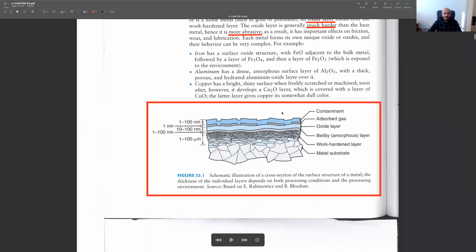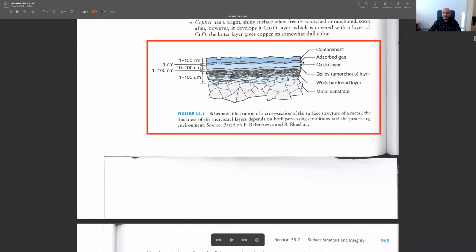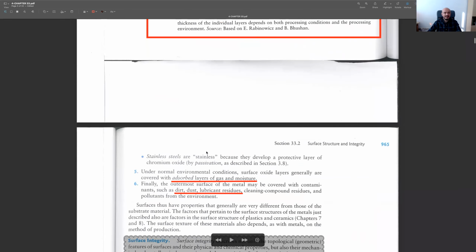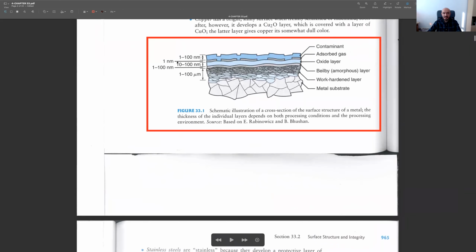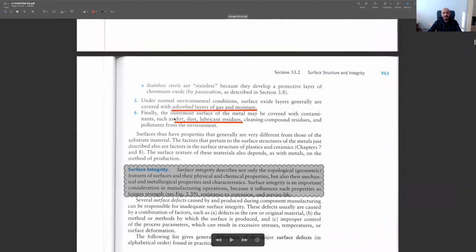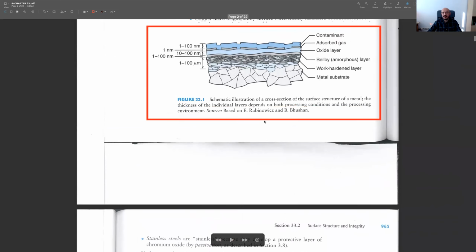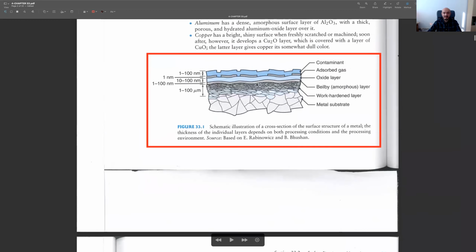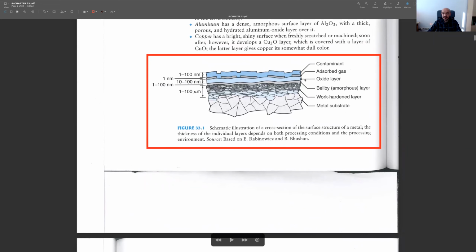And then, after the oxide layer, we have some absorbed gases or moisture, and that's a very thin layer. Its thickness is not too much, as you see. It's about 1 nanometer. And after the absorbed gas moisture layer, we have the contaminants, and its thickness is a bit higher compared to the one below. In this final layer, we usually have dirt, dust, and some other lubricant residues. And if you are going to use this metal for critical applications, then it's better you eliminate the oxide layer, absorbed gas, and contaminant layers.